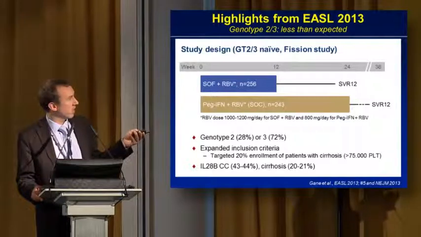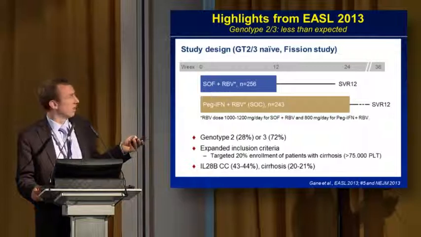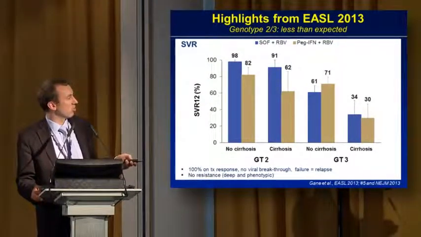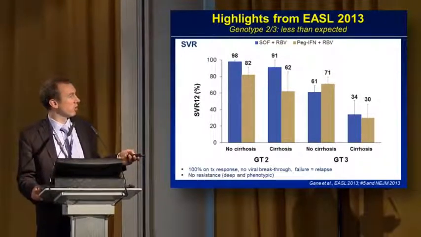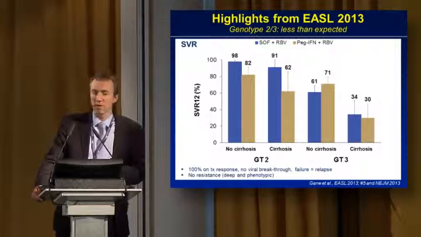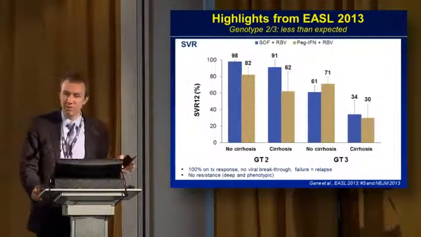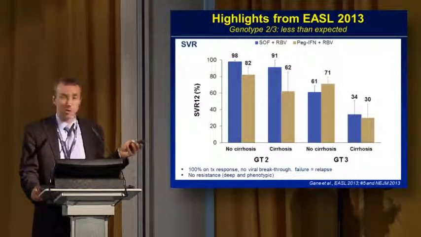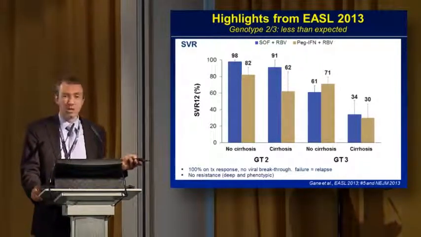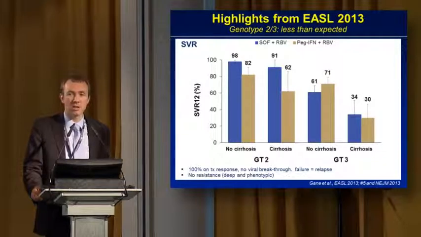You have seen that study yesterday, the genotype 2 and 3 infected patients with sofosbuvir plus ribavirin. Next slide, for 12 weeks. And in genotype 3 patients, this was really a disappointment. 61% only with no cirrhosis, and even only 34% with sofosbuvir plus ribavirin in the cirrhotic patients. I think we can do better than this. We have had data already with daclatasvir plus sofosbuvir in genotype 3, ending up with more than 90% sustained response.